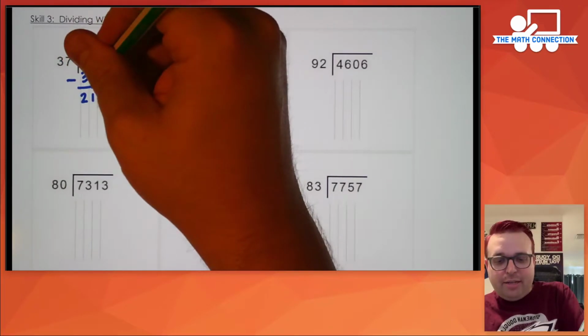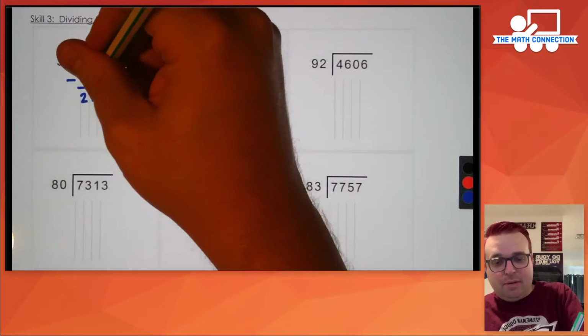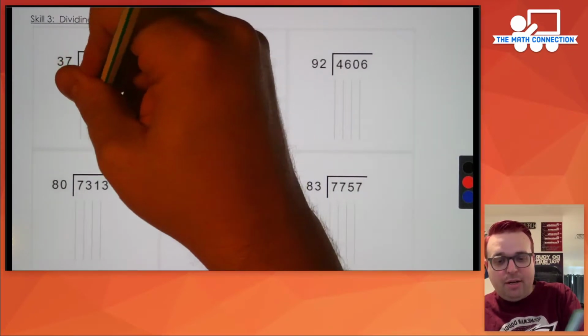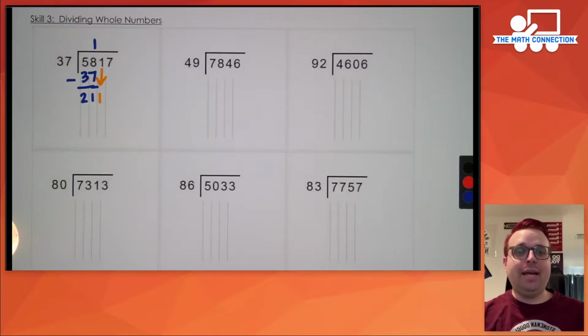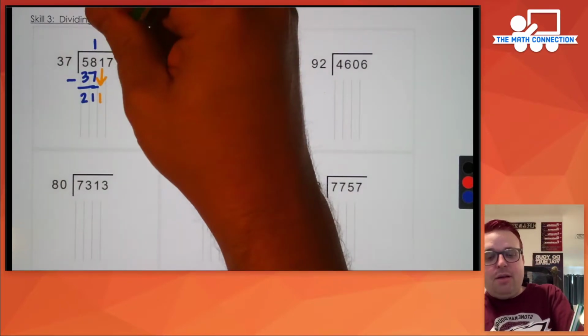And I'm going to bring down, I'll use a different color for this. I'm going to bring down this 1 and place it right here. So now I have 211, all right? And what I need to do is figure out how many times 37 goes into 211. So I need to do some times tables.